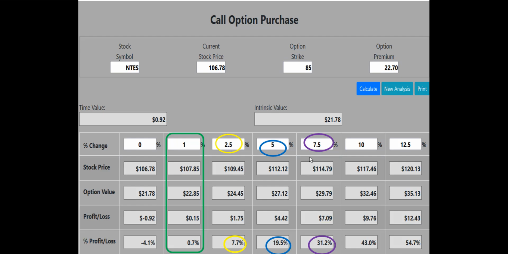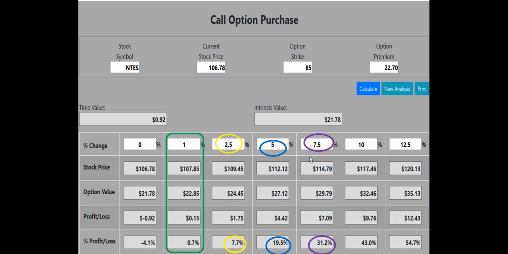The call option purchase calculator also shows that if the NTES stock price increases by 2.5%, the 85 call will make a 7.7% or $175 profit. If the NTES stock price increases by 5%, the 85 call will make a 19.5% or $442 profit. If the NTES stock price increases by 7.5%, the 85 call will make a 31.2% or $709 profit.